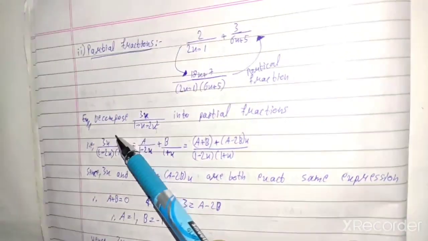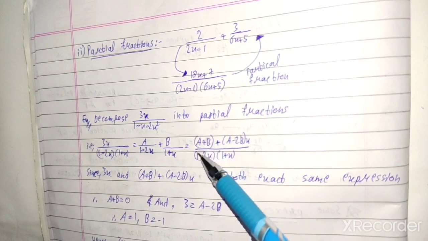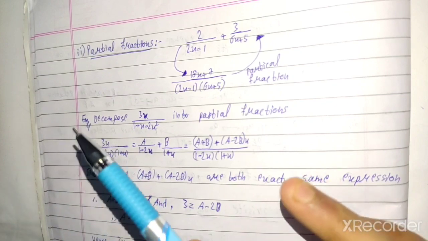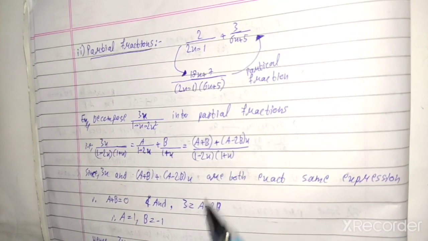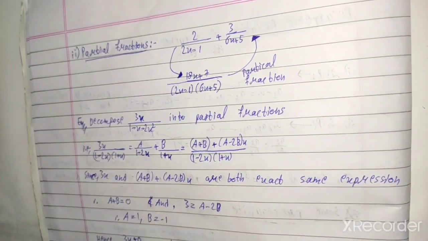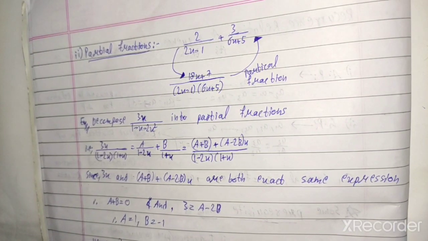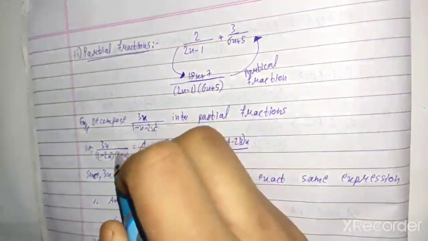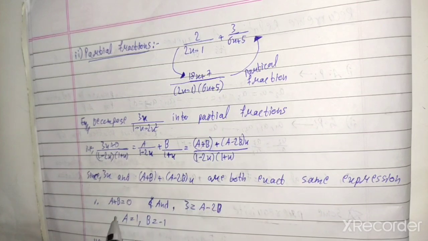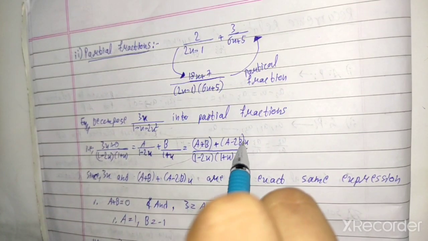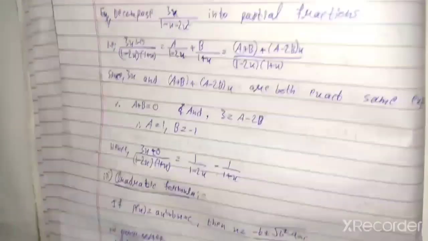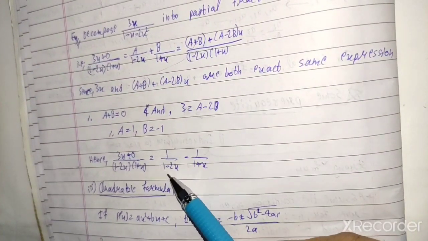Now since 3x, that is this, and the expression we got in the numerator are identical, exactly the same expression, their coefficients of x and the constant terms must match. We can write 3x as 3x plus 0. So here the constant term is 0 and there the constant term is a plus b. So a plus b must be 0, and the x coefficient a minus 2b must be equal to 3. Upon solving, we get a is equal to 1, b is equal to minus 1. Hence the expression got decomposed into this partial fraction, 1 upon this minus 1 upon this.